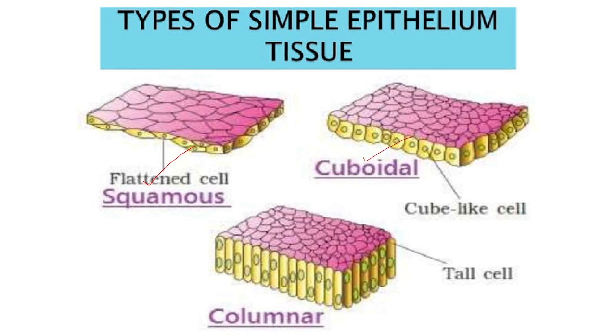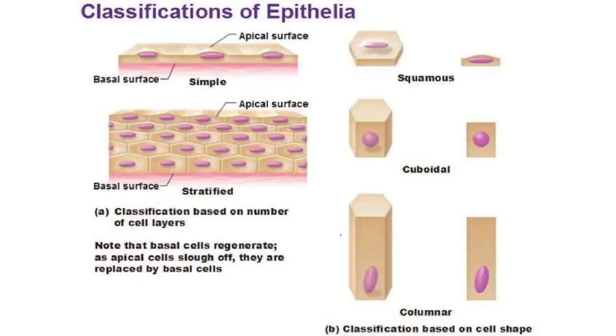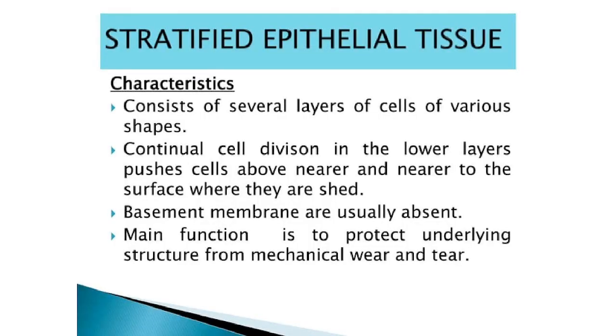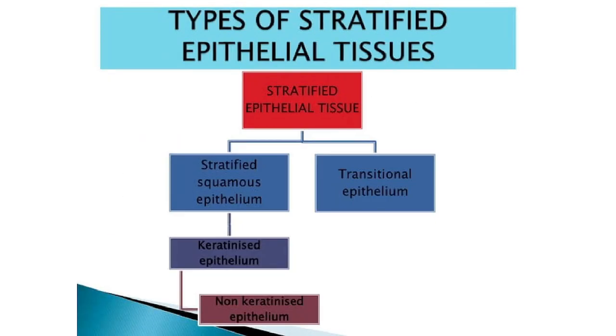Cuboidal epithelium and columnar epithelium, that also we finished, and we started with the stratified epithelium. In that stratified, we studied squamous. In squamous epithelium, there are two types: first one is keratinized and second one is non-keratinized, based on the presence of the protein keratin. And the second type is transitional epithelium. This much we explained in the last class.